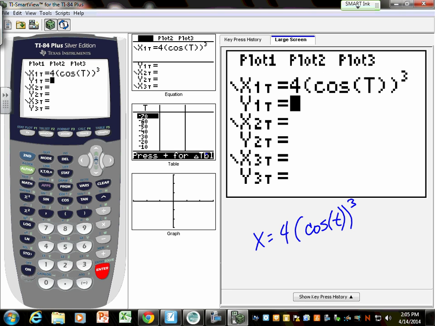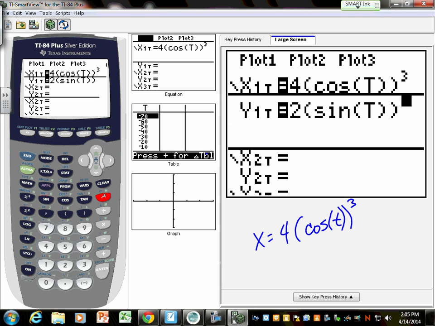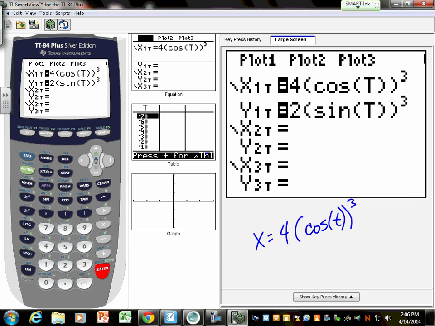With me on that? And then what's the other one? 2. Where did you get the cube? I hit caret and 3. I think there's a cube button somewhere, but caret gives you a power. So if you hit caret and then 3, that's raising it to the third power. That is easiest, I think. Mine's fancy, so it automatically puts the cube up there, but yours will say caret 3. And then 2, parentheses, sine t, parentheses, caret 3. Answer.